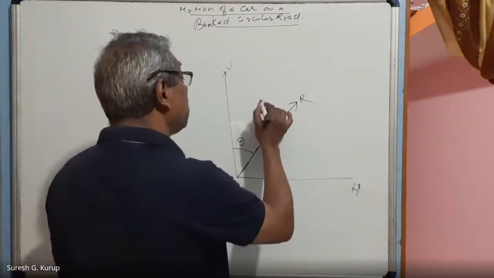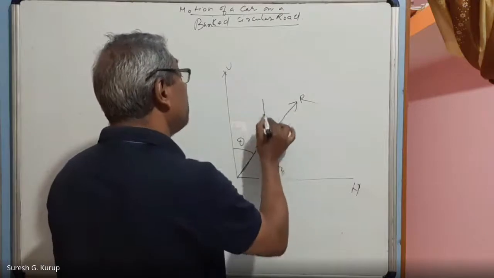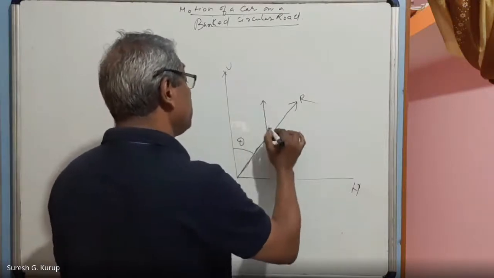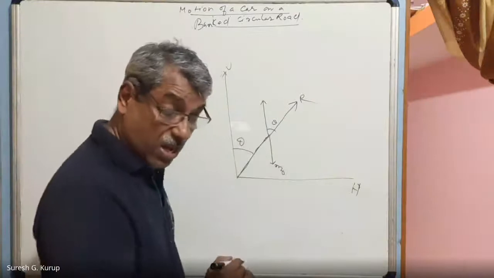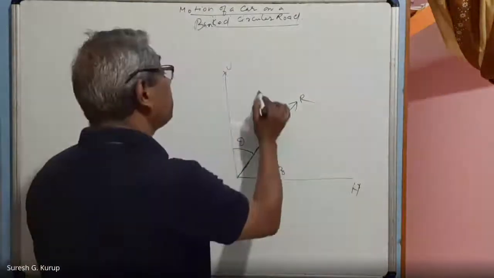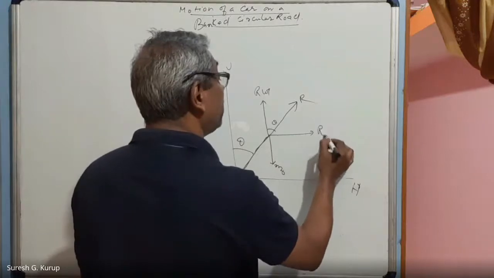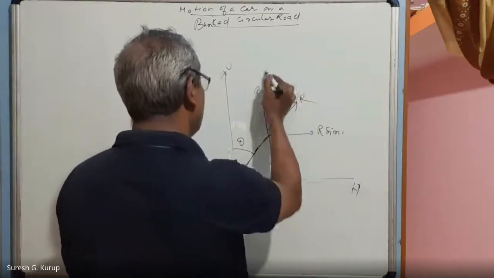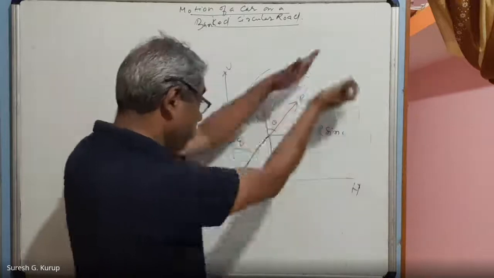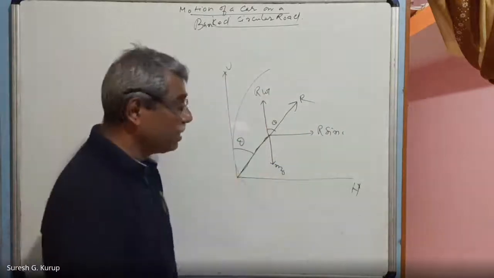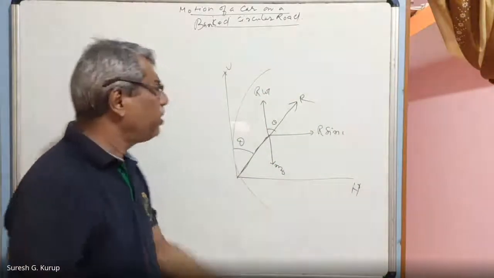This is R cos theta. This is theta. Naturally, this also will be theta. Naturally, that is R cos theta, and this is R sin theta. This is the circular road. The person is turning like this. For your understanding only, I made this one.